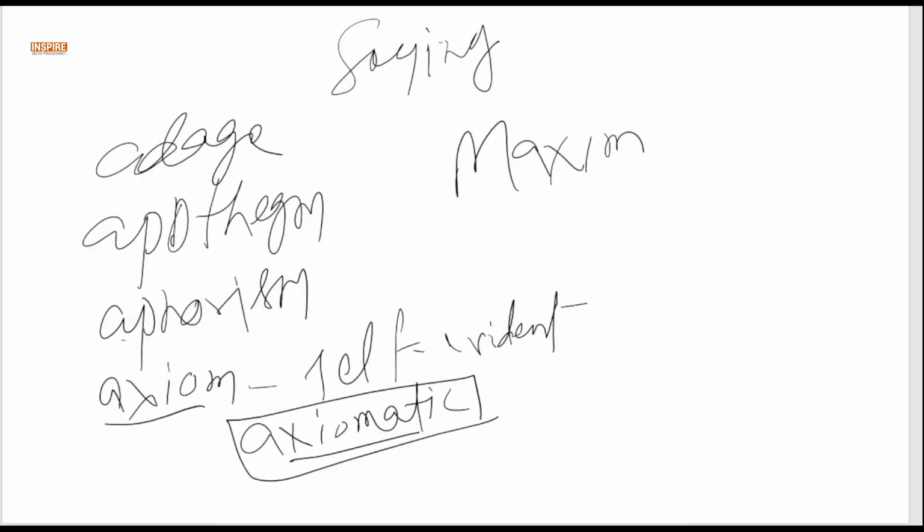So axiomatic, you saw it, you understood axiom, self-evident. Aphorism is something that you understood, apothegm, adage you understood, and maxim. All these words are all about wise sayings. Super important. I repeat, old sayings, wise sayings. And from A itself we have four words, which is adage, aphorism, apothegm, and maxim. Maxim is also a very important word.